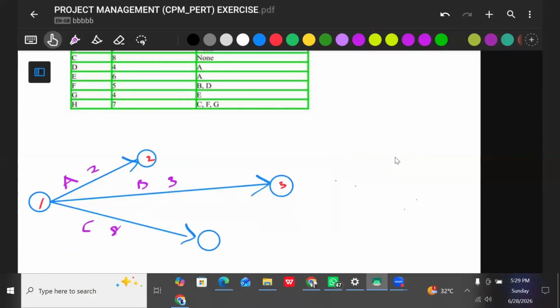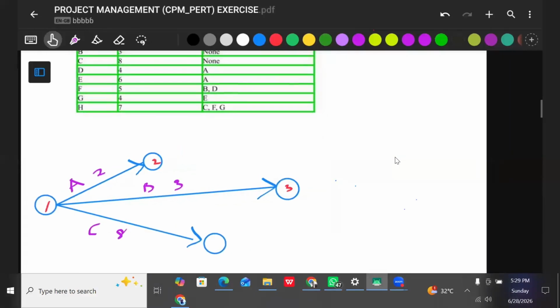So now you have A, B, and C satisfied. Activity D here. We say it has 4 months. And if you look at it now, activity D is coming from activity A. So the predecessor of activity D is activity A.